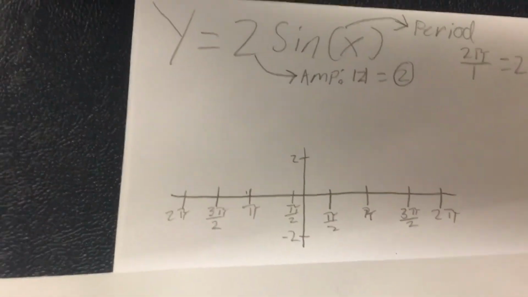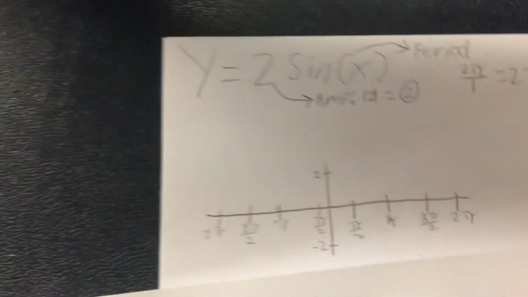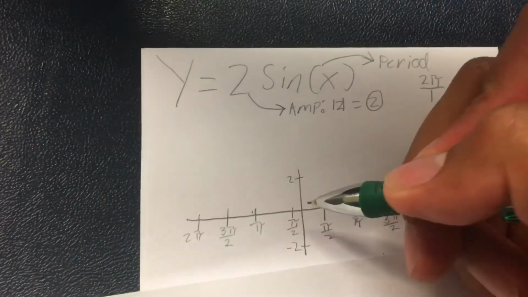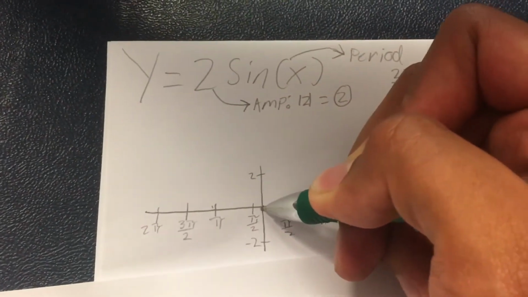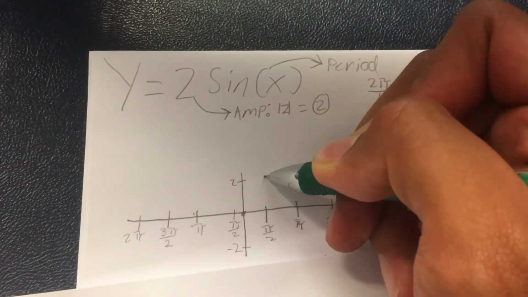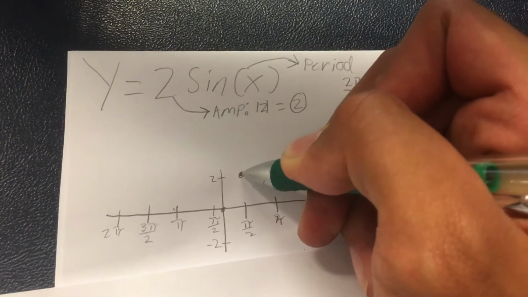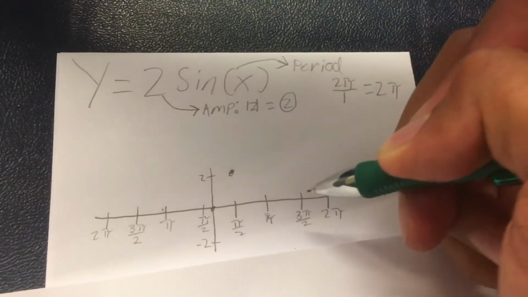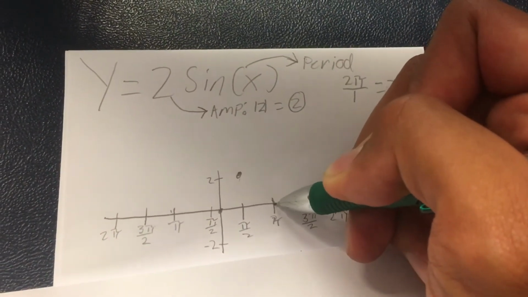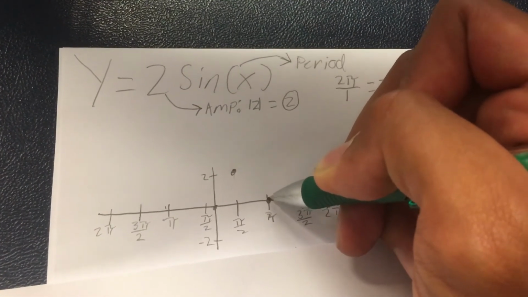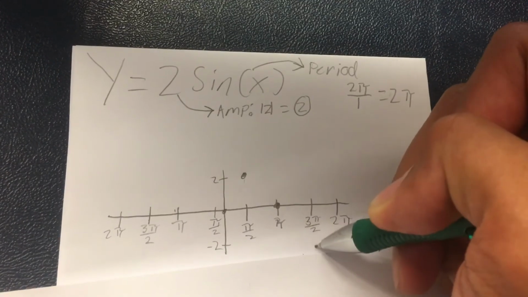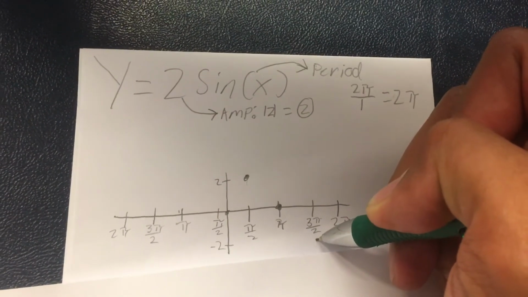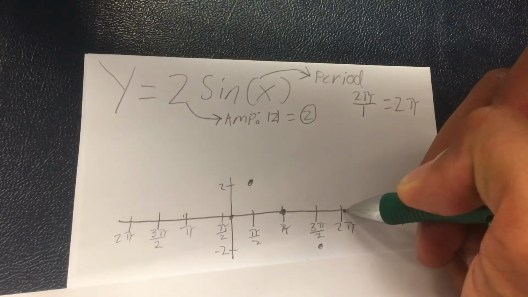And to graph this equation as a sine, you start from the origin, which would be 0, 0, and you go to the next point, which would be pi over 2 at 2. After that, you go to pi on the x-axis, and after that you go down to negative 2.